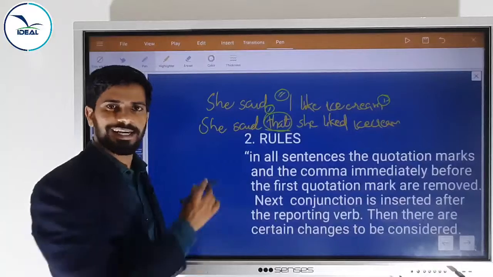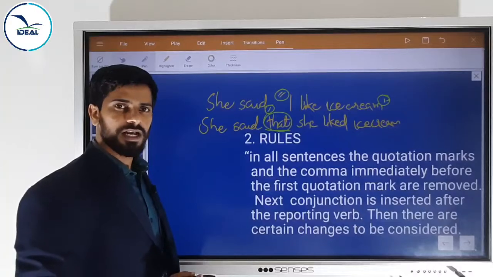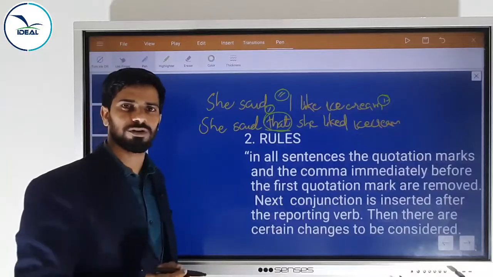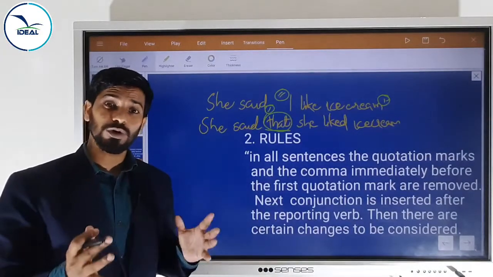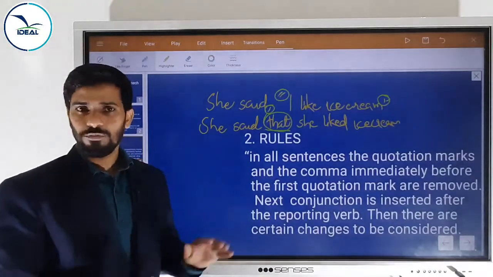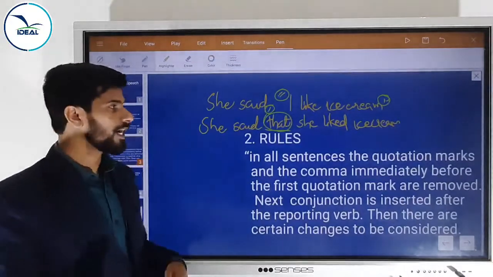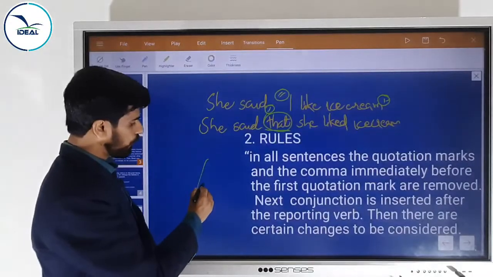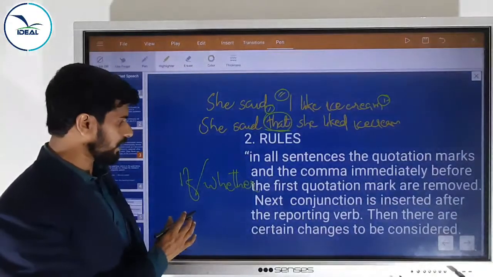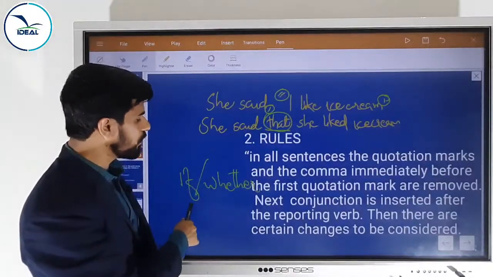So the conjunction changes as per the sentence. If it is a statement, you can add that as a conjunction. And if it is a question word, the conjunction changes. There are two types of questions, you already know, right? What are the two types of question? Yes or no type question and WH questions, right? So if it is a yes or no type question, when you convert it into reported speech, the conjunction you have to add is if or whether. If or whether. This is the conjunction you have to add in a yes or no type question. So at this place you will be adding if or whether.